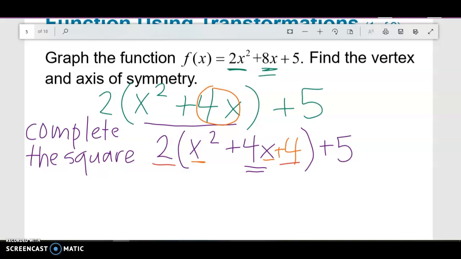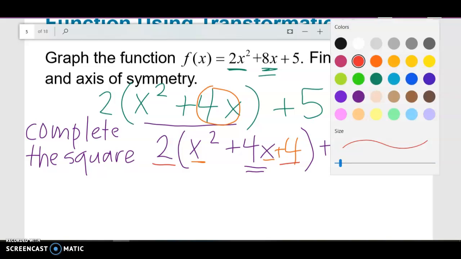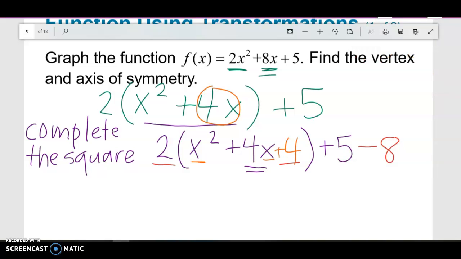So I can't just add 8 to this expression because it's no longer the same expression if I do that. So I'm going to subtract 8, okay? I'm going to subtract 8 from the end, and that way I'm keeping everything equivalent, okay? So here's my expression here, okay?